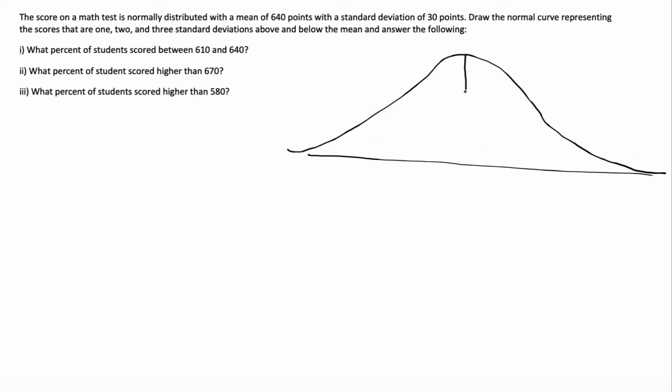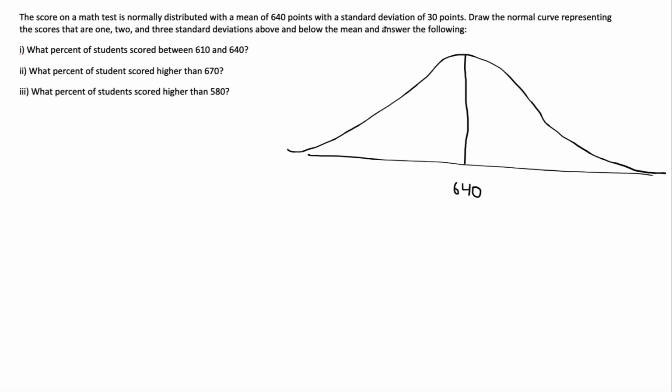So right down the middle, this is where the mean is. It's also the median and the mode. So this is going to be 640. Think about what that means. It means half the students scored less than 640 and half the students scored greater than 640. So this curve represents the area, but it's also the percentages. That's the great thing about the normal distribution.